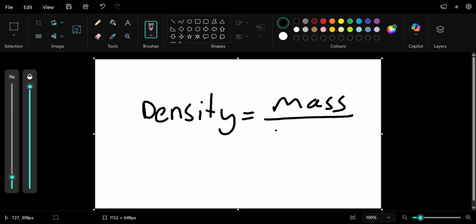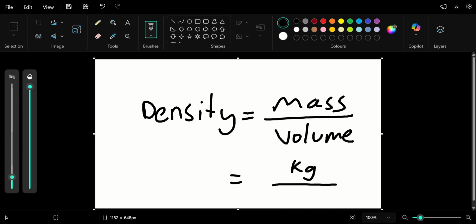In SI unit form, density is measured in whatever the units for mass are over whatever the units for volume we have. Mass we know is measured in kilograms, volume is measured in meters cubed, so density is also measured in kilograms per meters cubed, or kilograms meters to the minus 3.